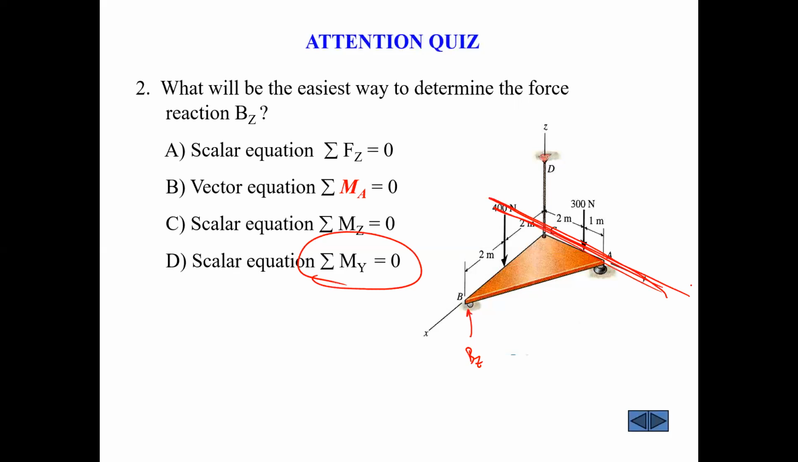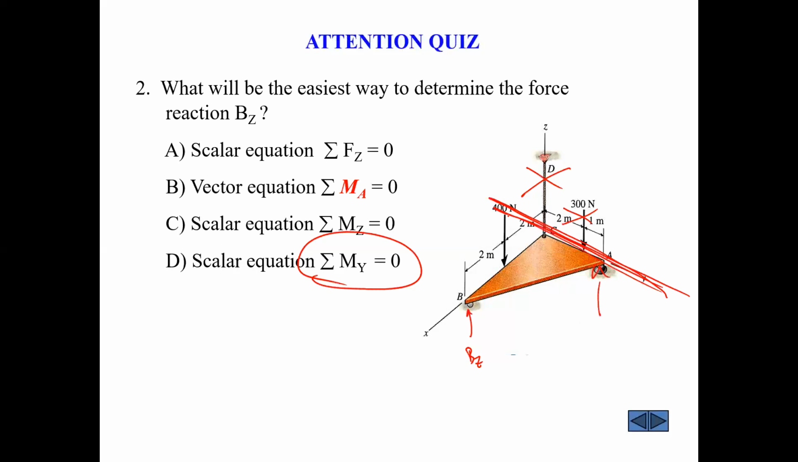If it's the moment about the y-axis, you can ignore this because that's right on the y-axis. You can ignore this, that's right on the y-axis. You can ignore all these forces, that's all on the y-axis, right? The only thing that's going to give you a moment about the y-axis is BZ and the 400 Newton force. So all that vector stuff, I don't know if I should keep showing that. I think it's really helpful to see how vectors actually work. But if you can do these scalar moments, it's so much easier, right?